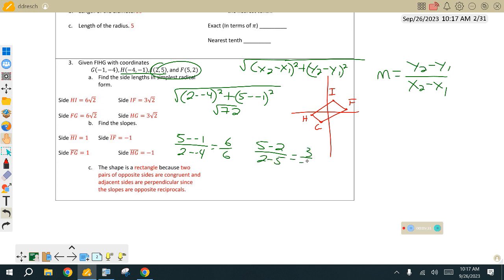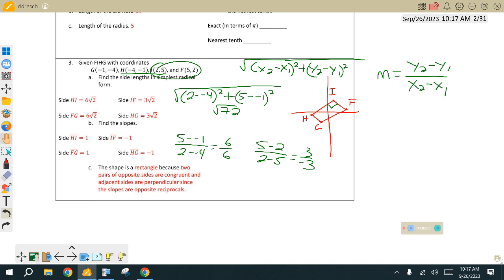And when I do that, I get a negative 1. And what that tells me is opposite reciprocals are there. Opposite reciprocals are there. That means my shape is not just a parallelogram. I can go, well, it's a type of parallelogram, but it's a more specific type. It's a rectangle. Okay, I get myself a rectangle. A rectangle is a specific type of parallelogram.